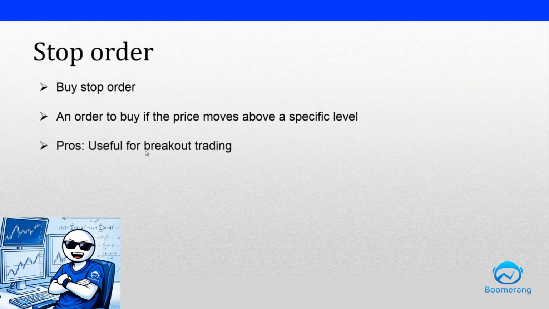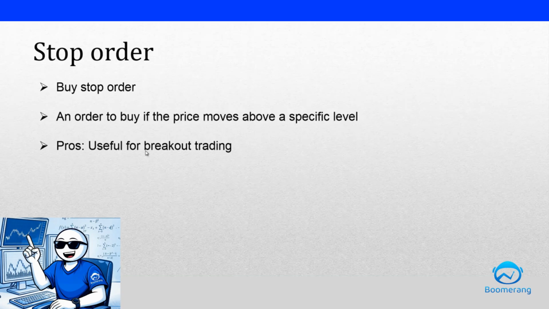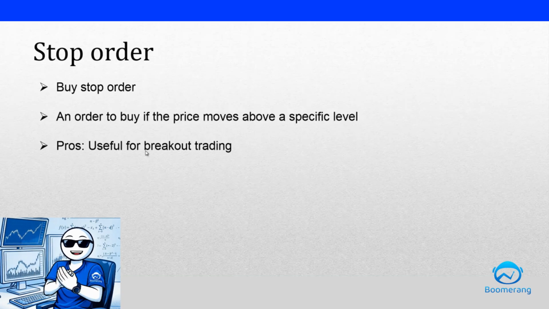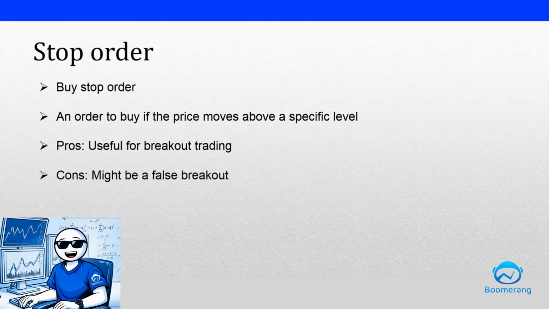So this is useful. If you are trading breakouts, this order is absolutely useful, because in breakout trading, the price would break above a specific level and then you'll continue with the momentum to hit higher. So if you have a buy stop order, you are assured to enter if the price could break out of a level. The downside to this is that it might be a false breakout.